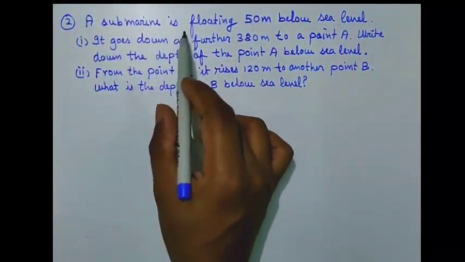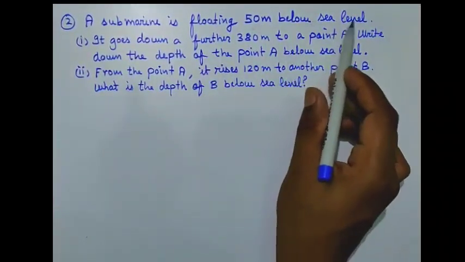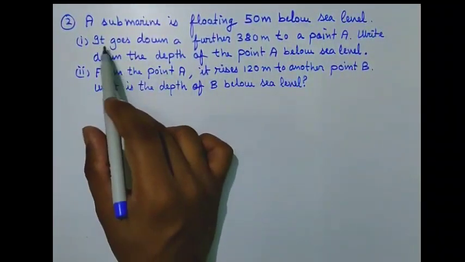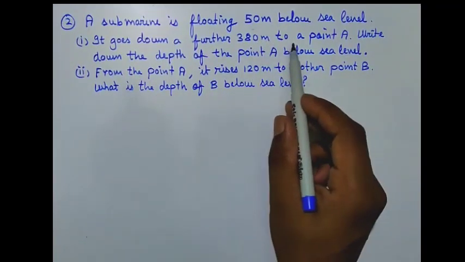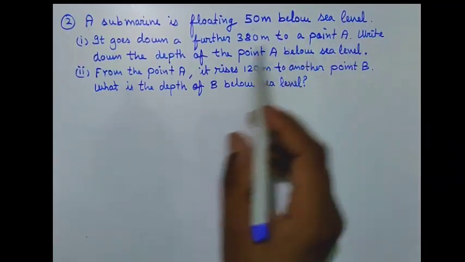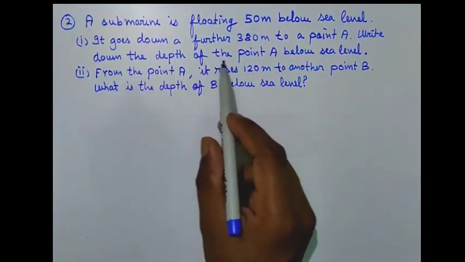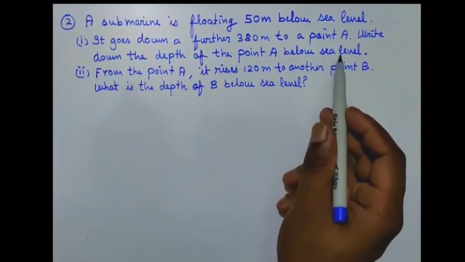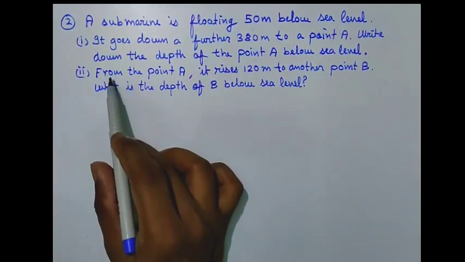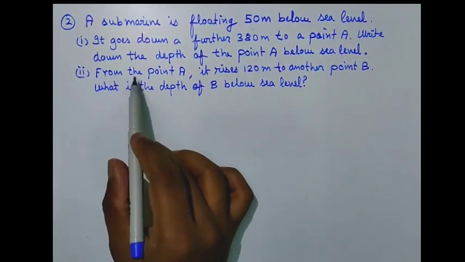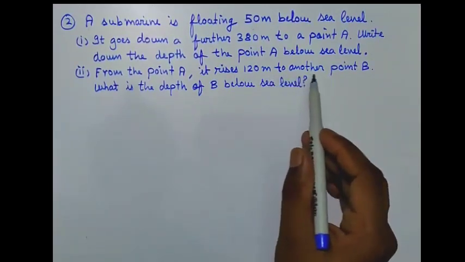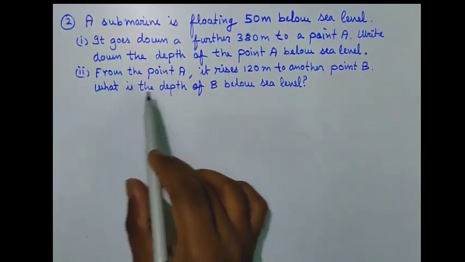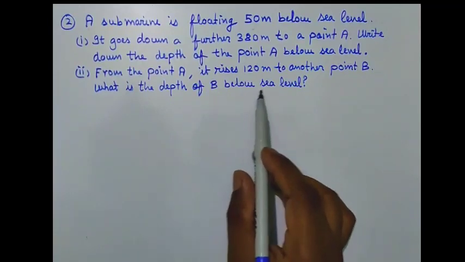A submarine is floating 50 meters below sea level. It goes down a further 380 meters to a point A. Write down the depth of the point A below sea level. And second part, from the point A, it rises 120 meters to another point B. What is the depth of B below sea level?